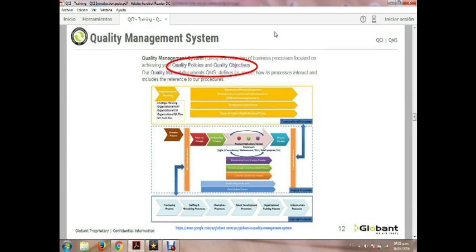The image you're viewing corresponds to the Quality Management System, QMS, within Globant's organizational processes site. The Quality Management System describes how the company manages and controls business activities related to quality and what tools are used for its implementation. It is a set of business processes focused on achieving the quality policy and quality objectives. If you follow the link Quality Policies, you will be able to see the detail of them.